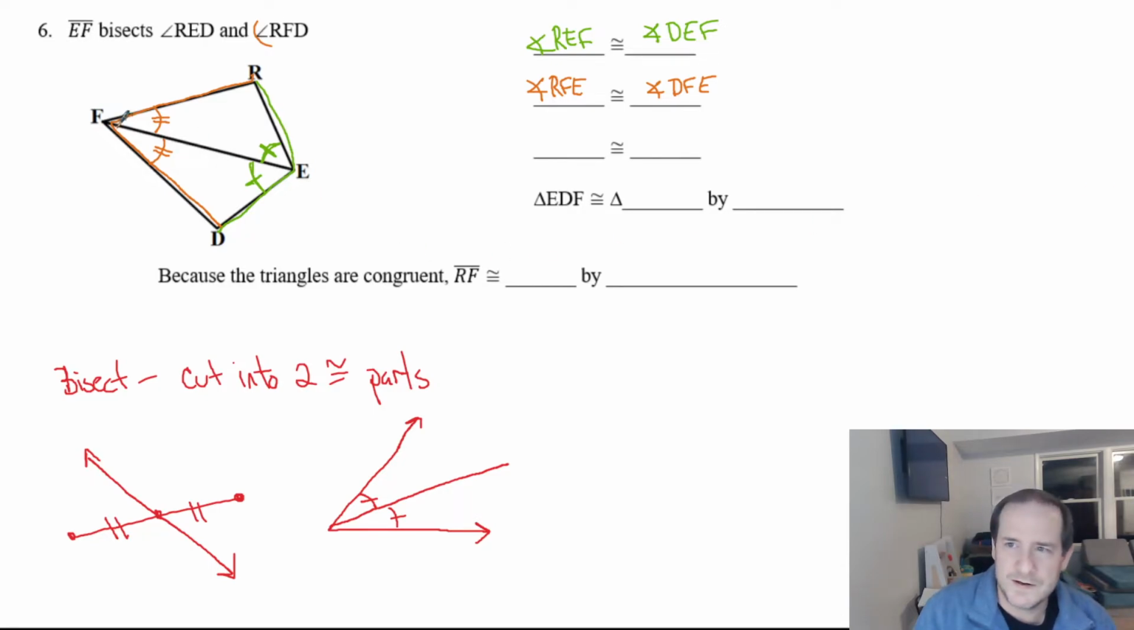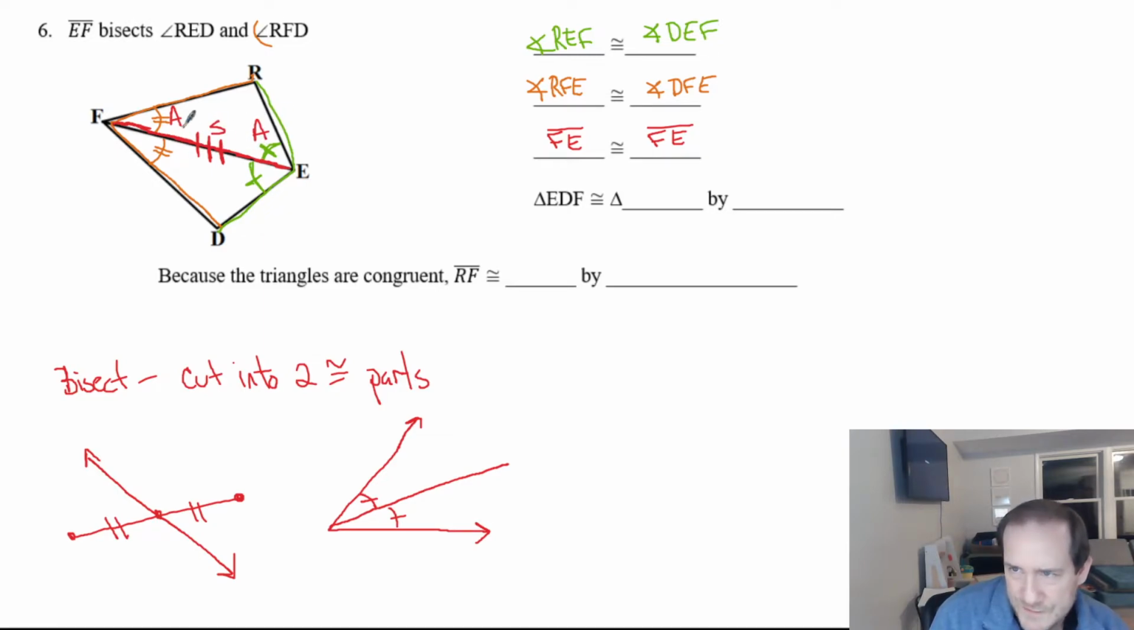Okay. Looking at these two triangles, they share side FE. So that's what we can say, is that FE is congruent to FE. That's our shared side. So labeling that, we now have our three pairs of congruent parts. And looking at this, I've got a pair of angles right here, a pair of angles right here, and then I have sides. And those sides are right between those two angles. So that's what ASA looks like.